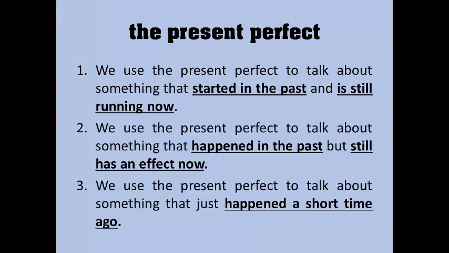We will repeat all 3 meanings. Number 1. We use the present perfect to talk about something that started in the past and it is still running now. This was the sentence about my dogs. Number 2. We use the present perfect to talk about something that happened in the past, but it still has an effect now. Think about the broken vase. Number 3. We use the present perfect to talk about something that just happened a short time ago. And this was the sentence with the bone in the mail.